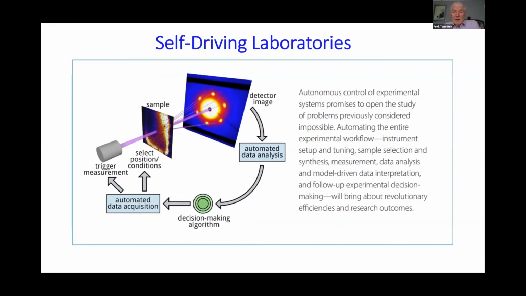And similarly, we also talk about self-driving cars, but actually self-driving laboratories, autonomous control of experimental systems. You can automate the entire experimental workflow: setup and tuning of the experiment, sample selection, measurement, data analysis, and model-driven data interpretation. And then you can also follow up with saying, what experiment should you do next? So there are huge amounts of efficiencies and exciting things you can do by automating various parts of these laboratories. And these self-driving laboratories will, I think, be an important feature of the future. So those are just two examples.